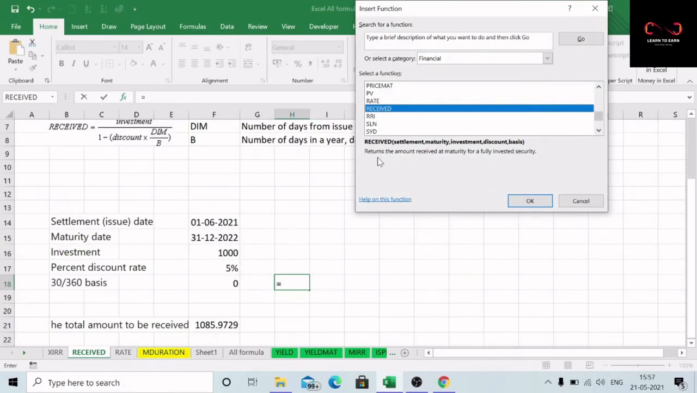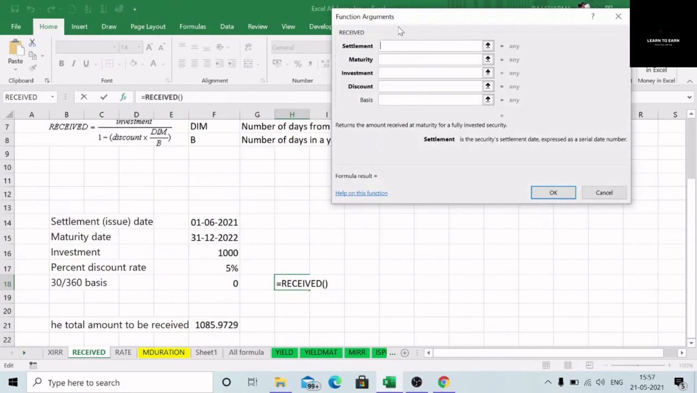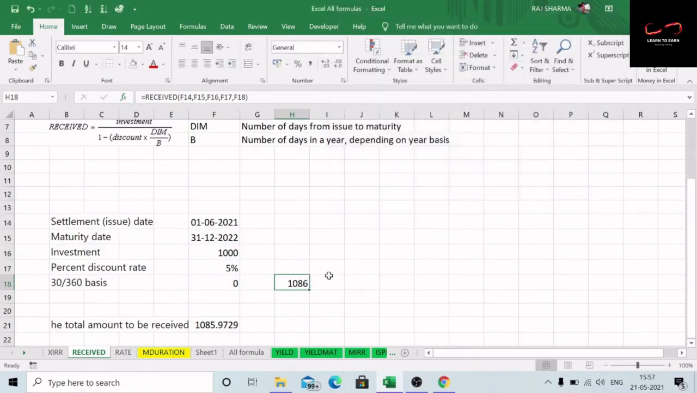Here you can see it is written, it returns the amount received at maturity for a fully invested security. So press it and now put in the data. 1st June 2021 is the settlement date, the maturity date is 31st December 2022. Investment is 1000 rupees and discount rate is 5%. Basis is 0. And we can get the value, that is 1086.